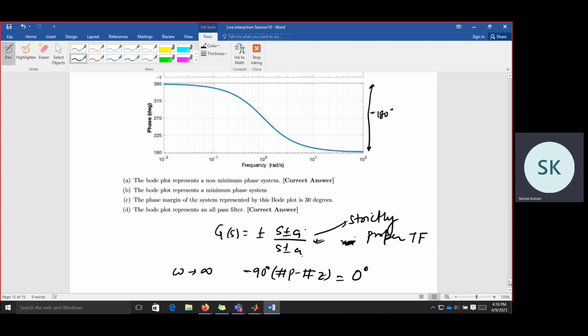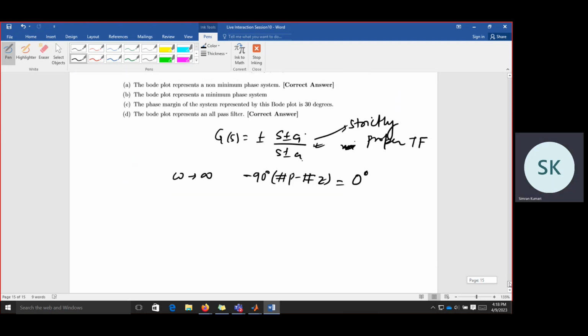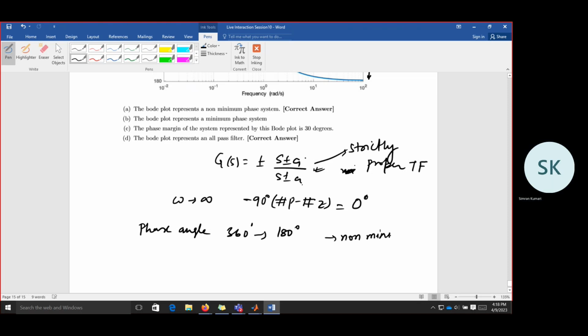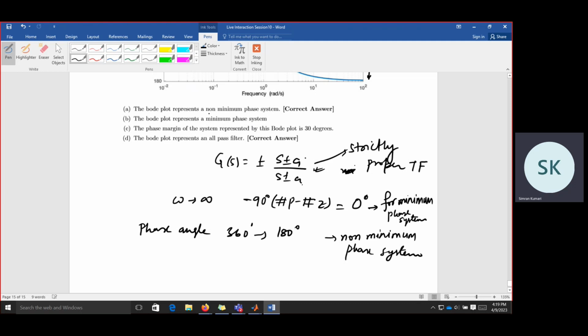So that means if it is a minimum phase, it should have phase angle which is 0 degree. But here we are seeing that phase angle is changing from 360 degree to 180 degree. So minus 180 degree delay. So that means this is a non-minimum phase system. So that means this Bode plot represents a non-minimum phase system. And since the gain is 1 at all frequencies, this is an all pass filter.